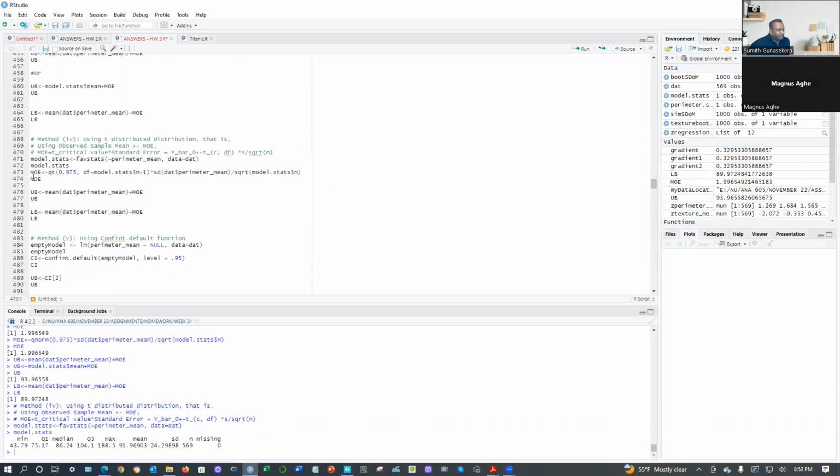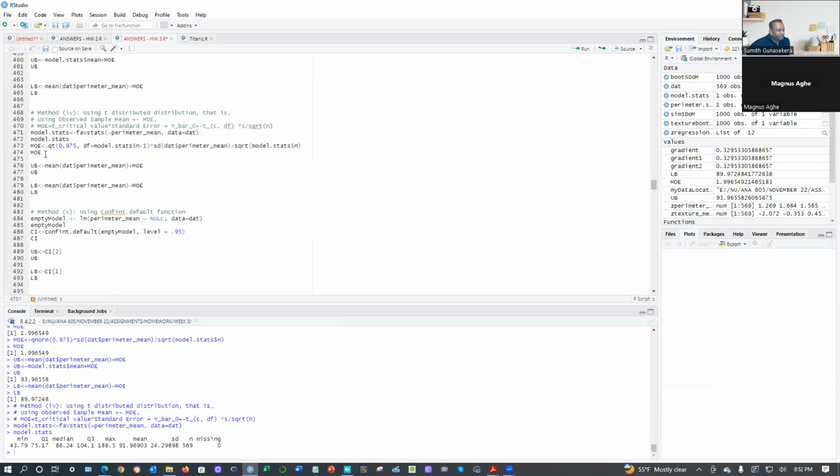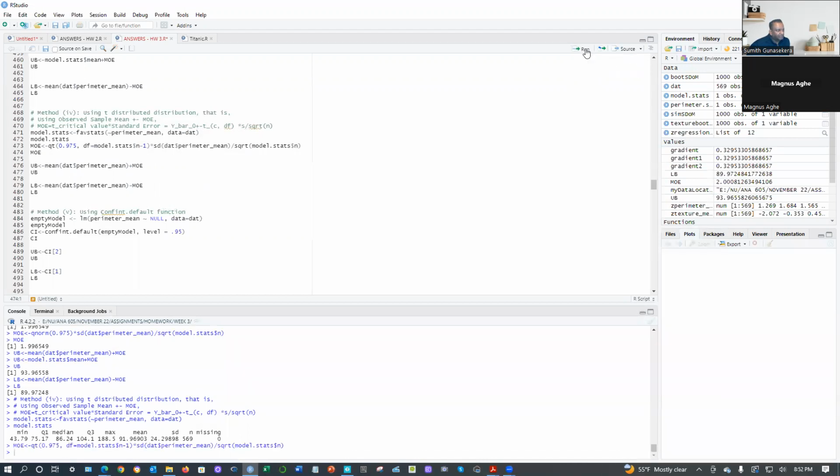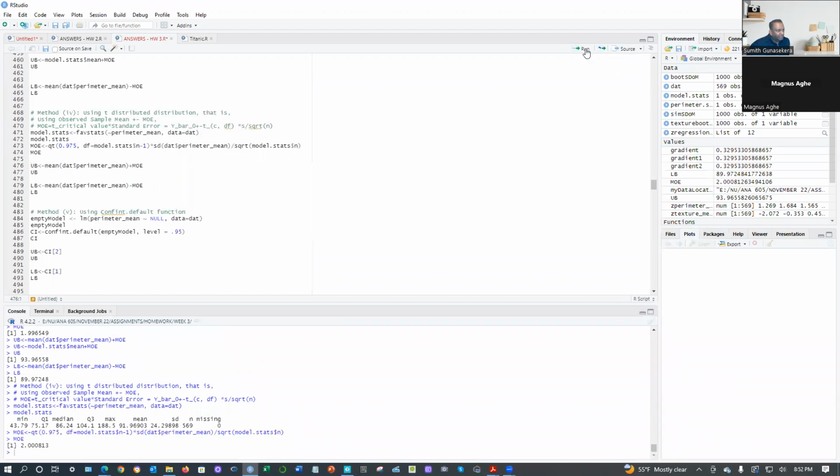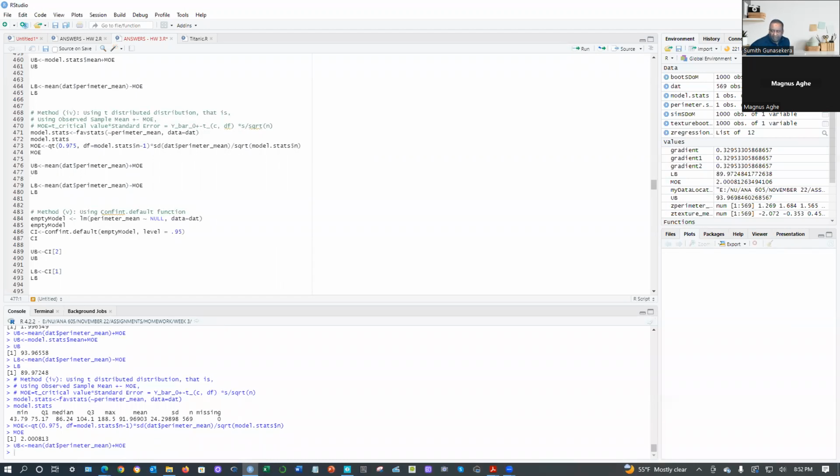So 0.975, margin of error. I got it with the t distribution: the margin of error is that qt. The upper bound is the mean plus the margin of error. Now again, I gave the degrees of freedom.